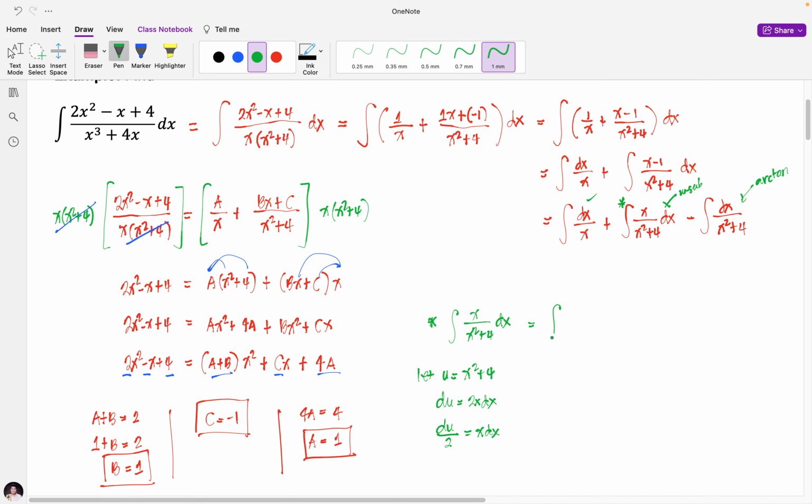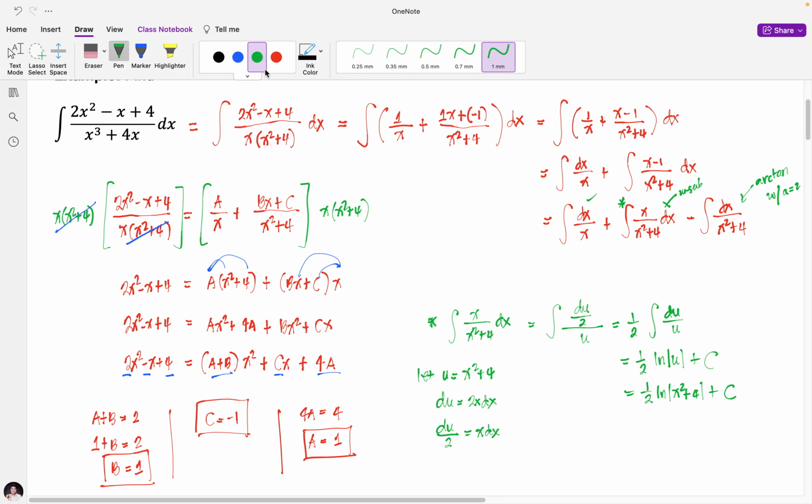That means that x dx is du over 2. So du over 2 over x squared plus 4, which is just u, is actually 1/2 du over u. And du over u is ln, so that is ln absolute value of u plus c. So that is just 1/2 ln of x squared plus 4 plus c. Okay, so we're good with the second one. And the third one is just arctan where a is 2.